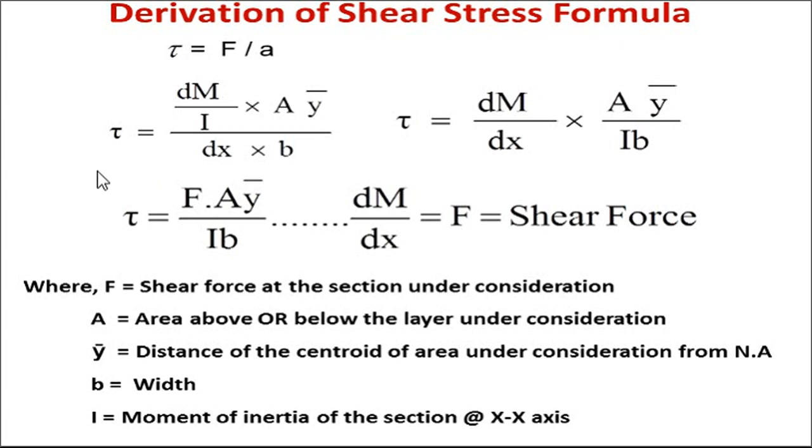Now we have proved this equation, tau is equal to S a y bar upon b I, or F a y bar upon b I. This is the shear stress equation, and it will be required to solve the numericals of this chapter. In this equation, F is the shear force at that particular section. A is the area above or below the neutral layer under consideration. Y bar is the distance of the centroid of that area from the neutral axis. B is the width of that particular cross section, and I is the moment of inertia of the entire cross section.